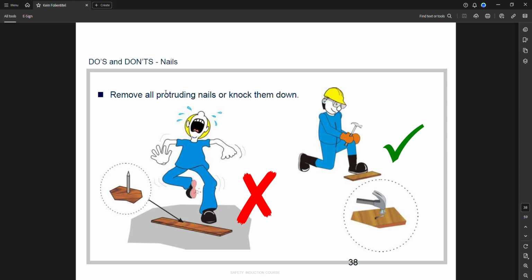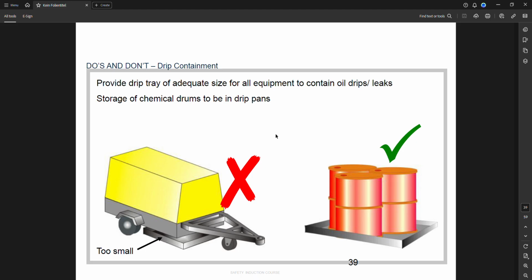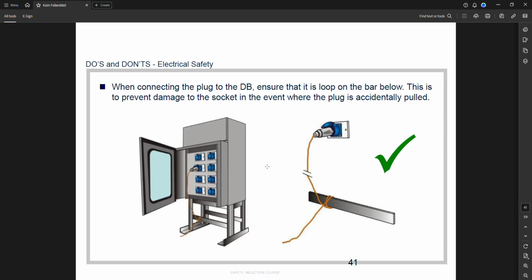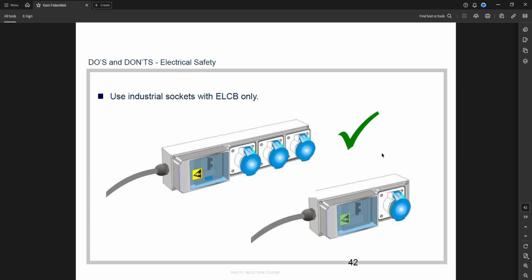Then we come to protruding nails. We have to remove all the protruding nails and knock them down. We have to provide a drip tray to store the diesel and also for the machinery. For stagnant water, we have to remove it to prevent mosquito breeding. For the DB box, we have to use the industrial plug. Use the industrial socket with ELCB only.